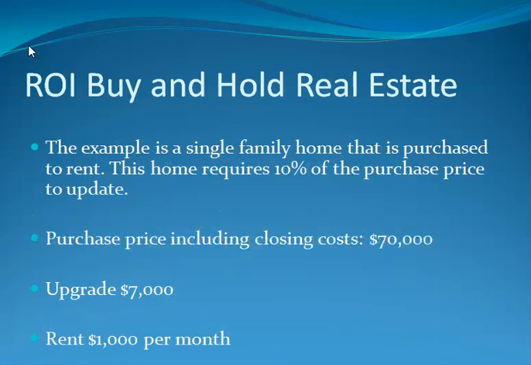Now let's talk about the buy and hold real estate. In this example, let's say it's a single family home that's purchased to rent. This home requires 10% of the purchase price to update. So the purchase price in this example is $70,000, and I'm assuming that for $7,000 you can do an upgrade, probably paint, carpet, maybe some work on the bathrooms, kitchen, that sort of thing, maybe some electrical. And the rent, in this example, I'm assuming is $1,000 per month.